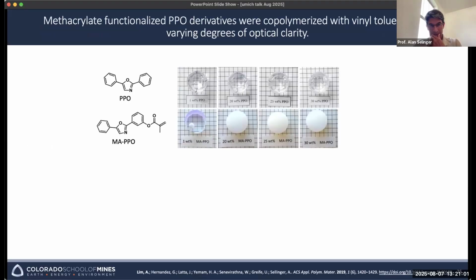So the first time we did this, here's PPO, just the regular molecule. This works up to 30 weight percent. However, this will eventually become opaque over time. But when initially made, they look great. Our problem was that when we added this little group onto the PPO, it made it insoluble in the matrix, and so we could not make a transparent scintillator.